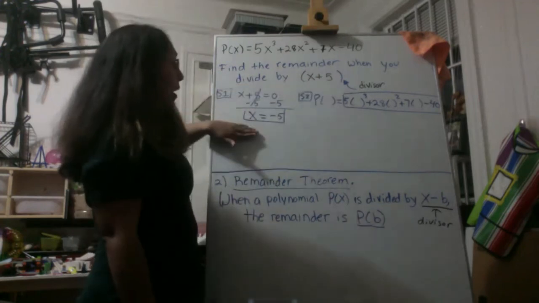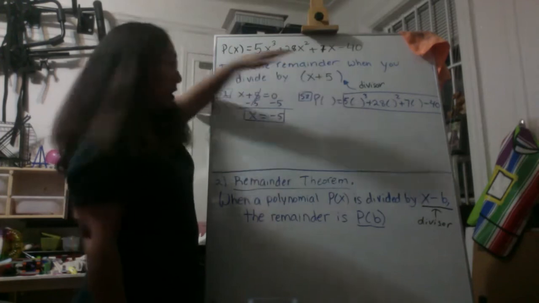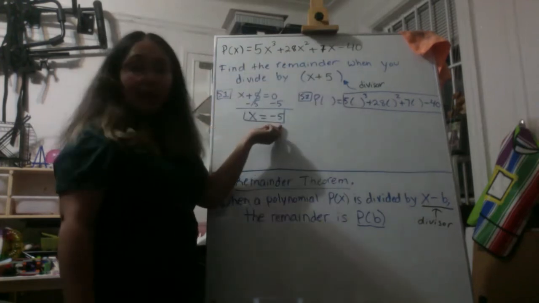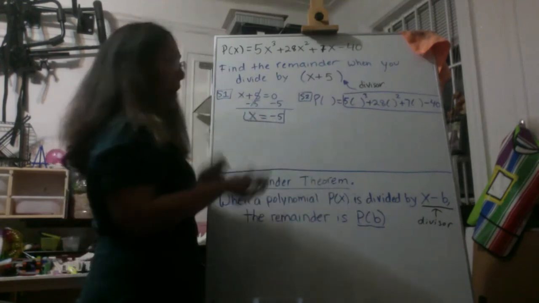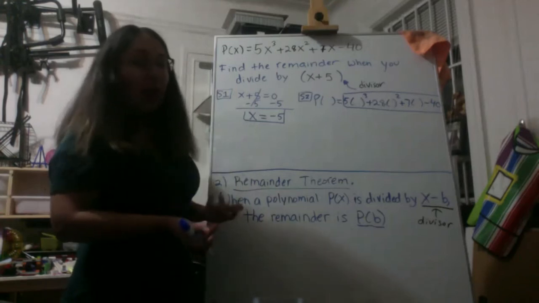So step 1, I already did it here. Step 1, you take that divisor, you set it equal to 0, and you solve for x. That's where I got x is equal to minus 5. And it is this number that we want to evaluate, find the output of. And that output is going to be our value of our remainder.